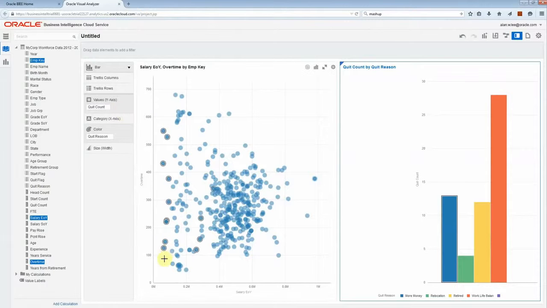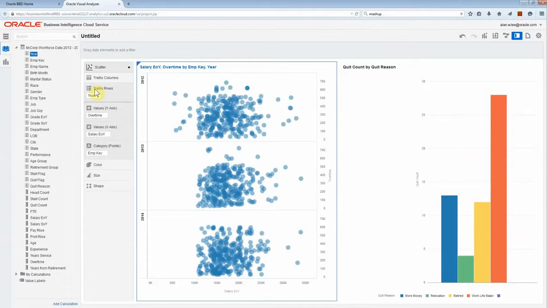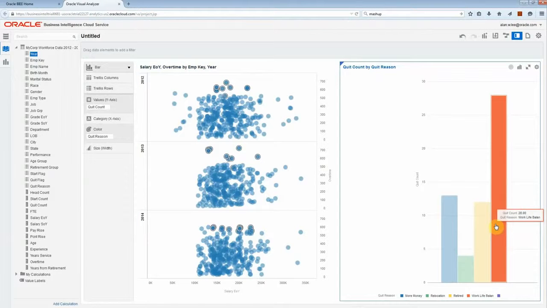Now this is an overall picture. It would help me better if I looked at these things via the year. So we now have 3 segments, each one representing a year. If I look at the people that quit, I can see that they quit for too much overtime. They're up here, up at the top, sticking above the pack. Here in 2014, it appears that a lot more people are actually spending time doing overtime.